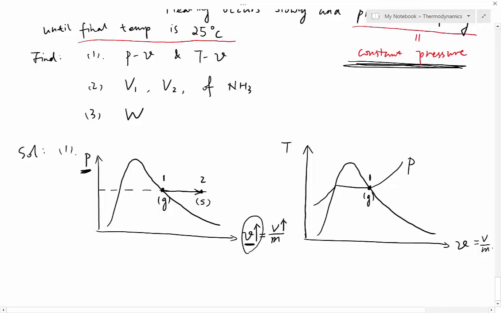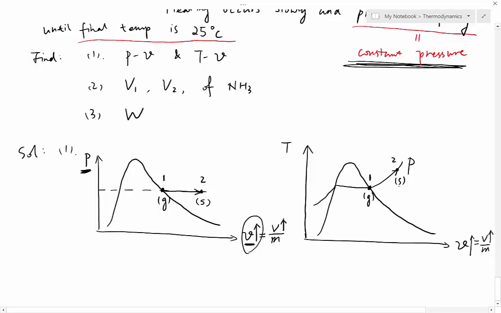Specific volume is equal to volume over mass. Mass doesn't change, but the volume will go up because it's a heating process. You heat up the vapor, it will expand, so volume becomes bigger. So specific volume will be bigger. In other words, your x-coordinate becomes bigger. If your x-coordinate becomes bigger, you must move to the right.